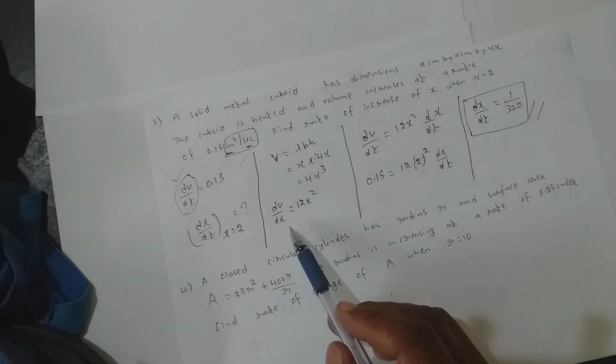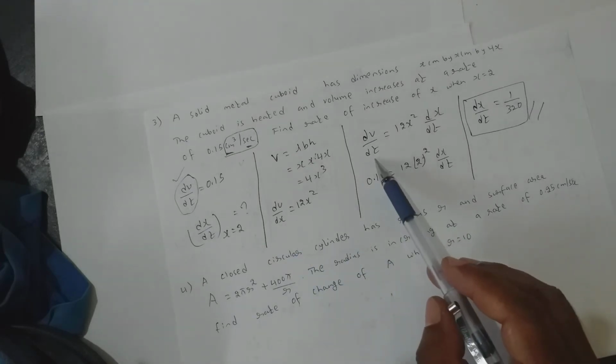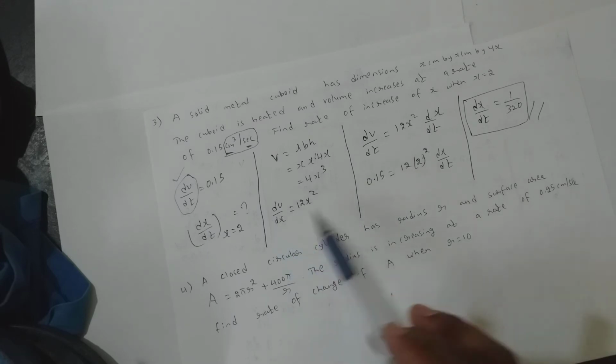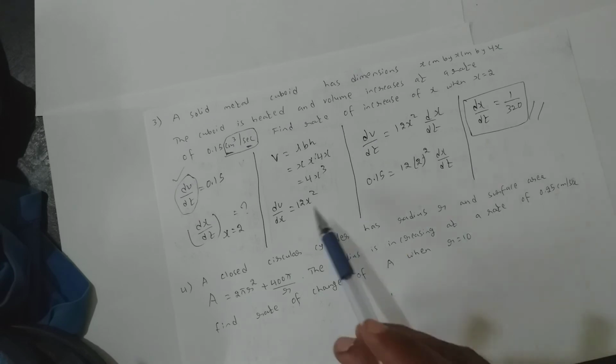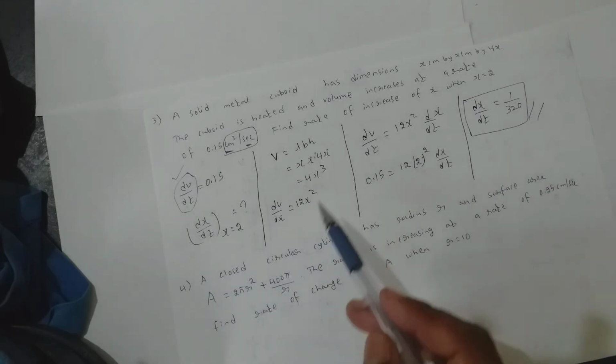Once you get dV by dx, then you write dV by dt. Without getting this, if you directly write it, it will go wrong at some point or the other. So first write this, follow this. Proper method is write the given data, formula dV by dx, dV by dt, substitute and get whatever he is asking. Are we clear so far?